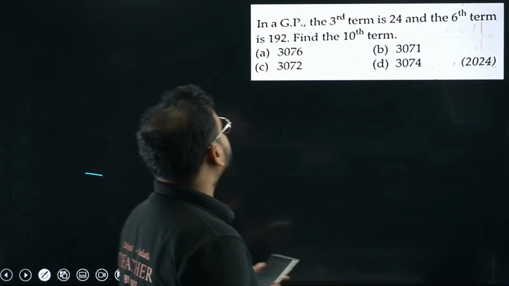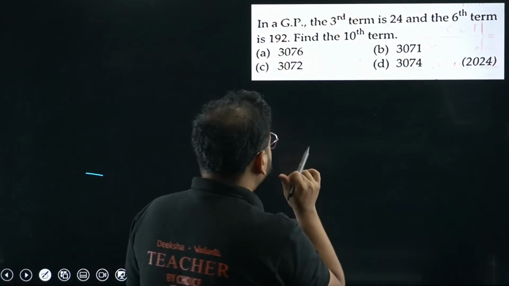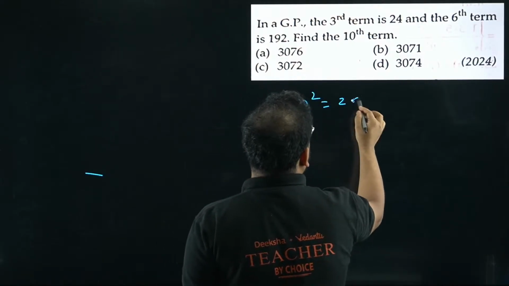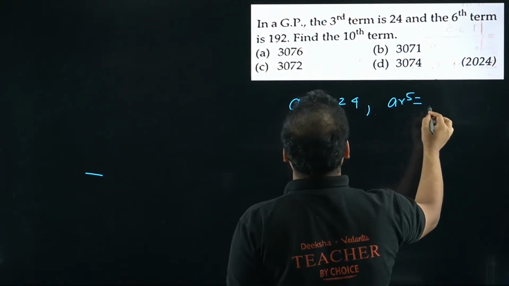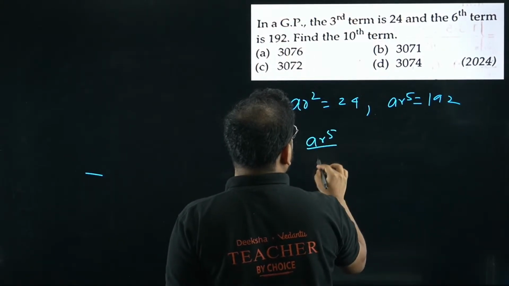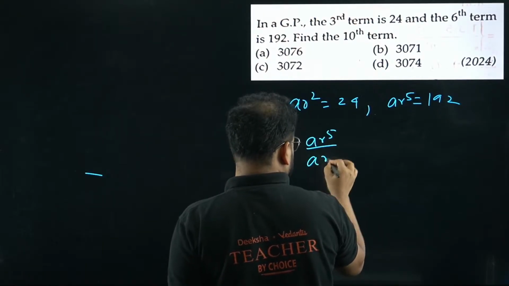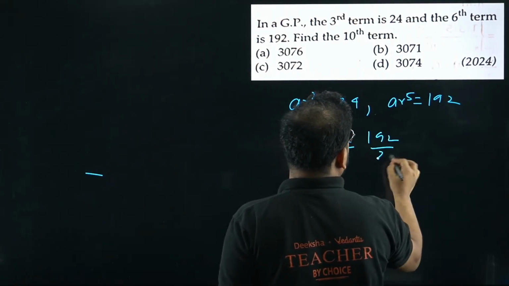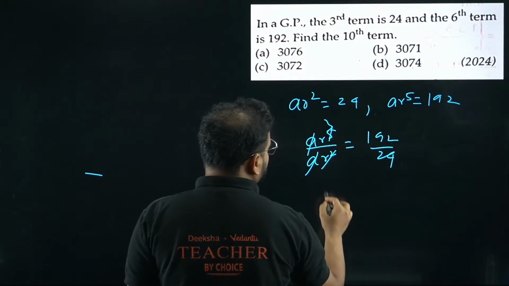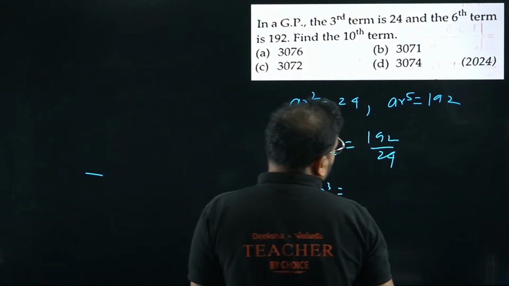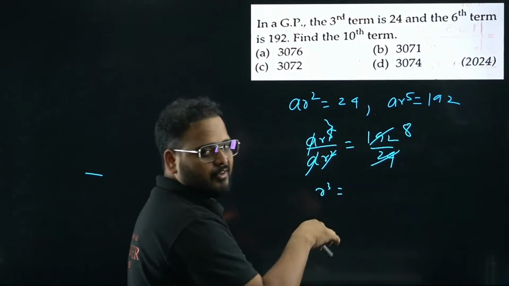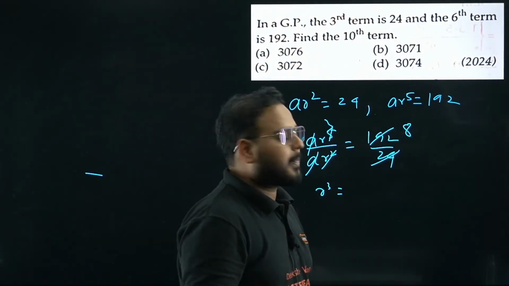Let's complete that. In a GP, the third term is 24 and the sixth term is 192. Third term means ar^2 is 24. Sixth term means ar^5 is 192. Divide them, you get ar^5 by ar^2 equals 192 by 24. So cancel, I get this as simply 3. I have here r^3 equals 8. If you want, you can calculate whichever way is comfortable for you, but it's going to be 8 only.